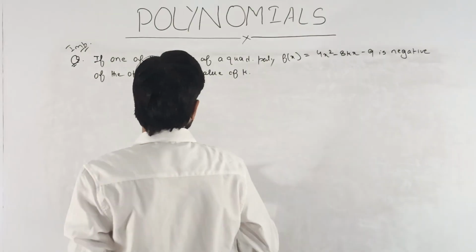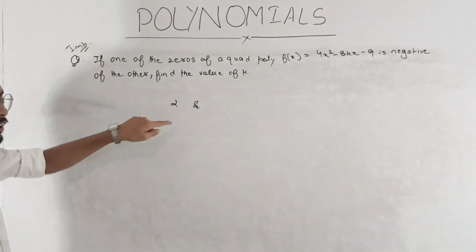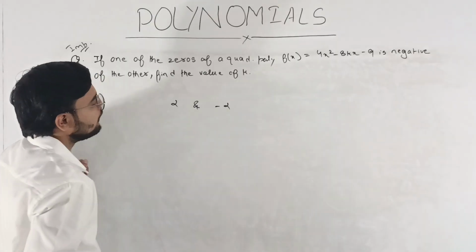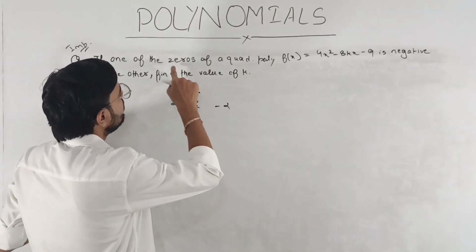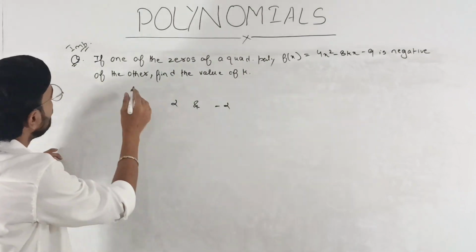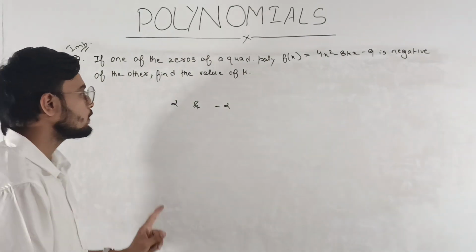Which means, suppose the first zero is alpha, then the second zero is the negative of it, which means minus alpha. Understood? If the first zero is alpha, then the second zero is minus alpha, because one of the zeros of this polynomial is the negative of the other. Okay. Now the next step is what?